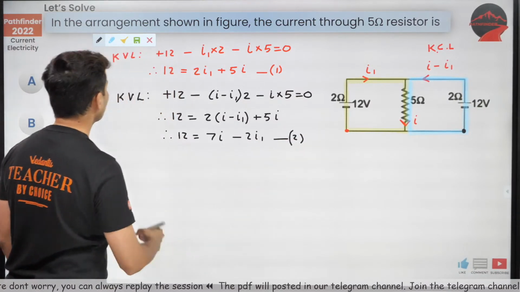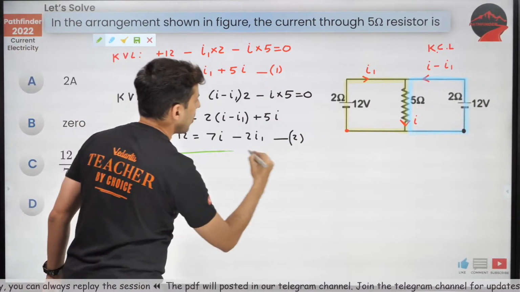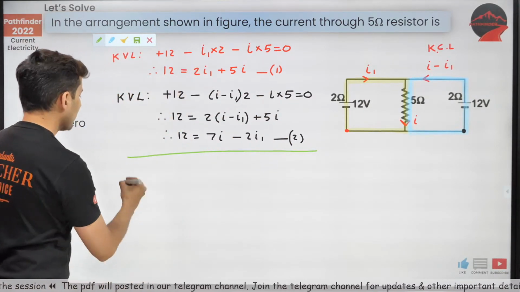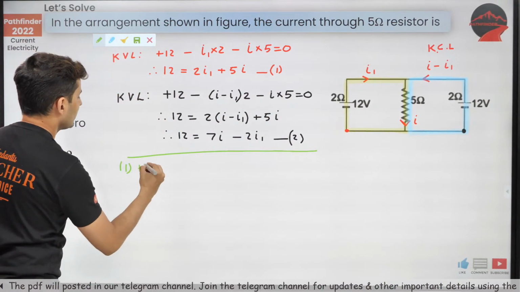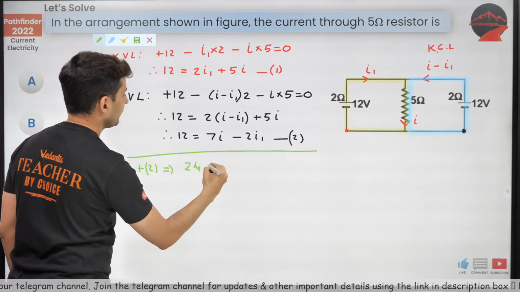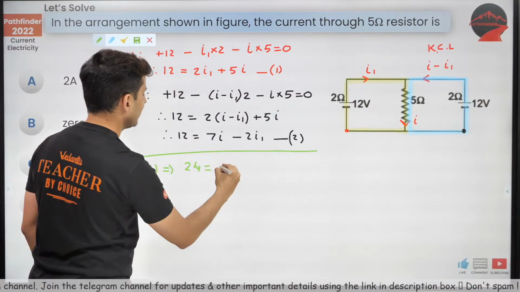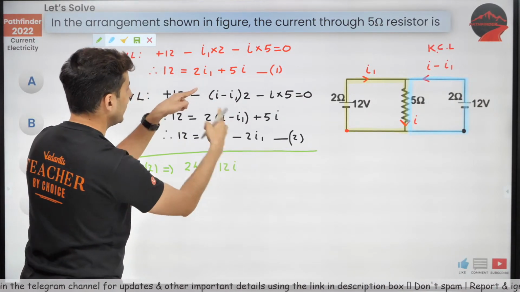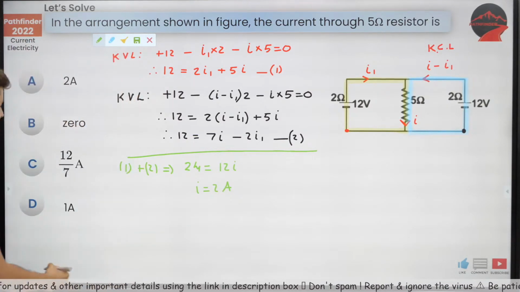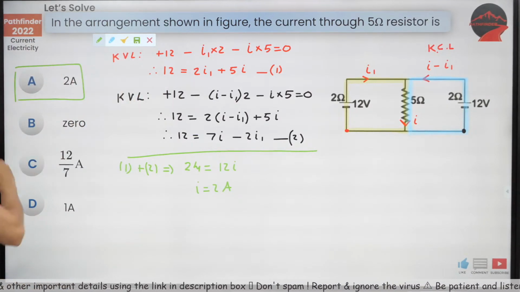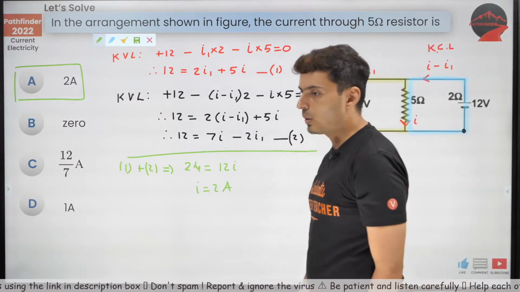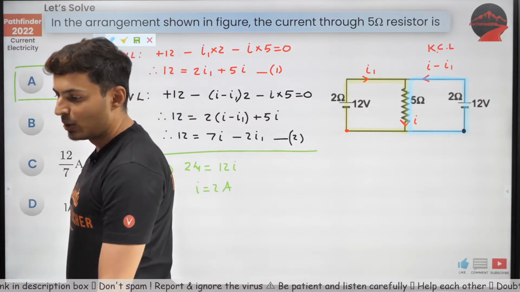That's equation number 2. Now what should be the next step? Obviously take equations 1 and 2 and add them. 12 plus 12, that's 24. 7I and 5I, that's 12I. 2I1 and 2I1 get cancelled out. So what is the current? That's 2 amperes. So where is 2 amperes? That's option A, and that's it. Very good. Excellent. Proud of you, my warriors.